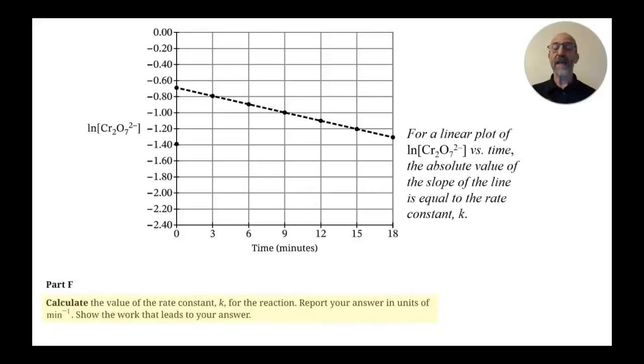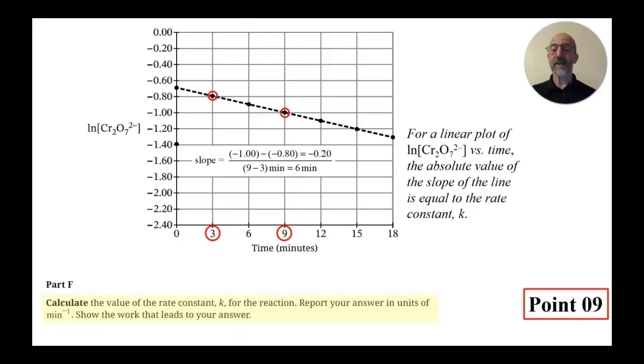Now, when you're looking at a linear plot of natural log of concentration versus time, the absolute value of the slope of the line is equal to the rate constant k. So I'm going to do the difference in the y-axis divided by the difference in the x-axis. And so if I pick this particular point that is at negative 0.8 on the y-axis, and then I go to this point, which is negative 1 on the y-axis, that's a difference of negative 0.2 on the y-axis. And that was between 3 minutes and 9 minutes. That would be a difference of 6 minutes on the x-axis.